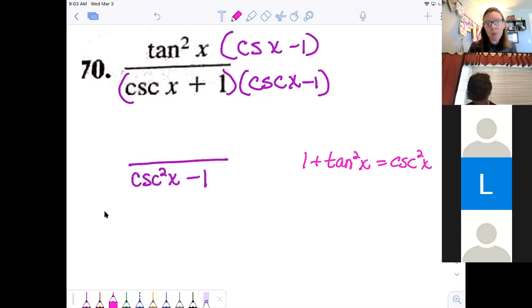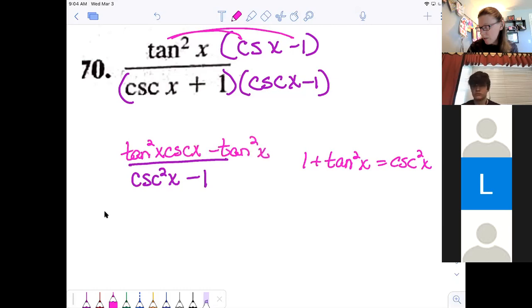So on the top, you can distribute that through. I think maybe a lot of you chose to do this, so I'm going to distribute it through just for you to see what it looks like. If you distribute it through, you're just distributing tangent through. So we have tangent squared times cosecant minus tangent squared.